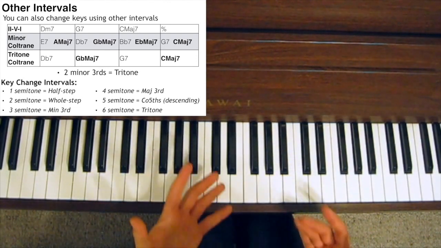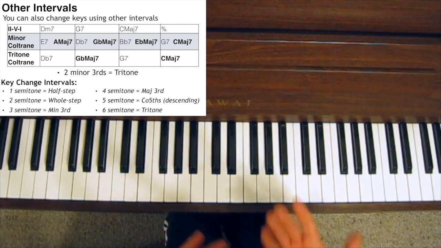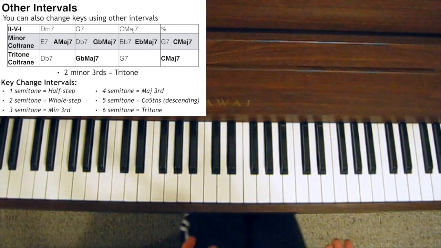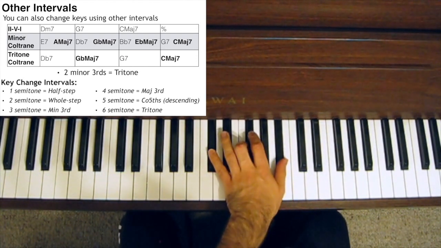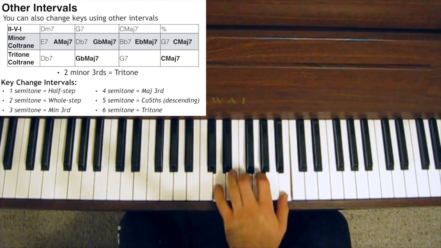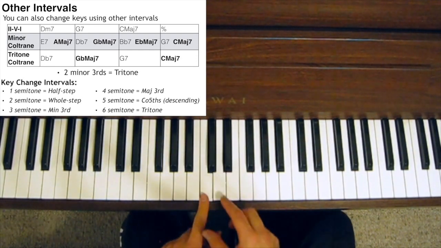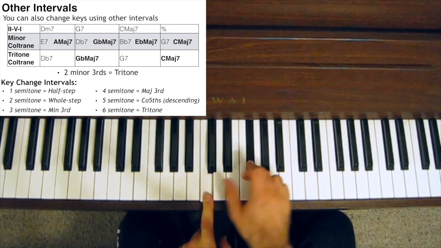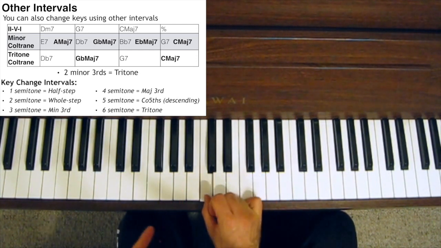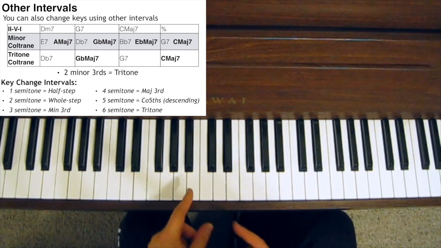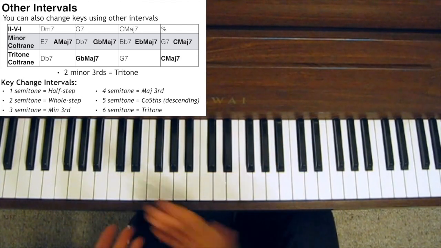Or indeed, why not change keys by moving the key down in tritones, which is what we saw at the end there in Sat and Dol. By going D flat 7 to G flat major 7, then G7 to C major 7. And notice that 2 minor thirds is equivalent to a tritone. So then, in a sense, by moving down in intervals of a tritone, you're effectively just going down in intervals of minor thirds, but just skipping one.